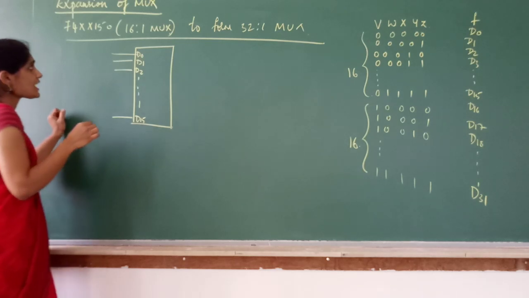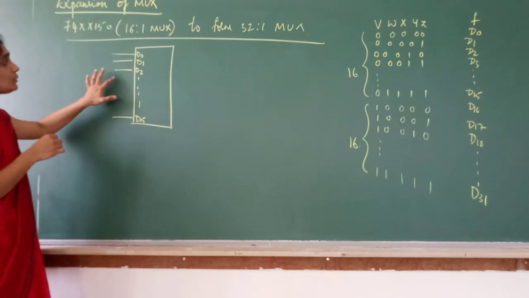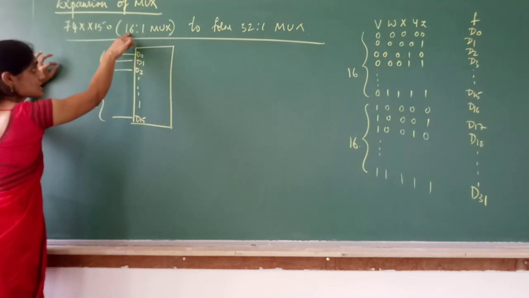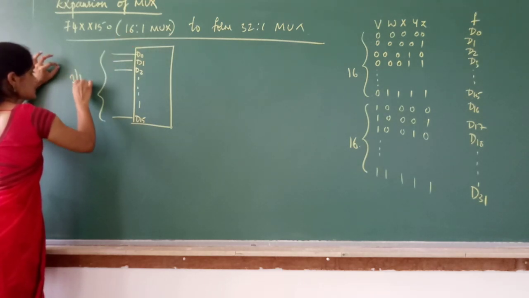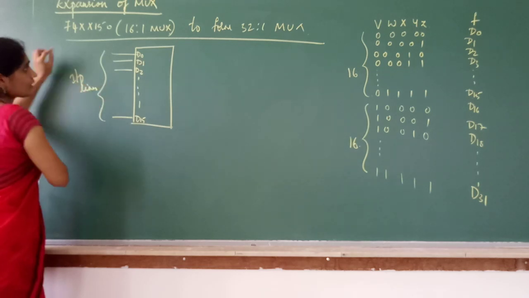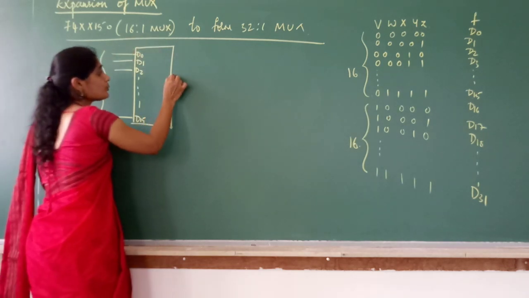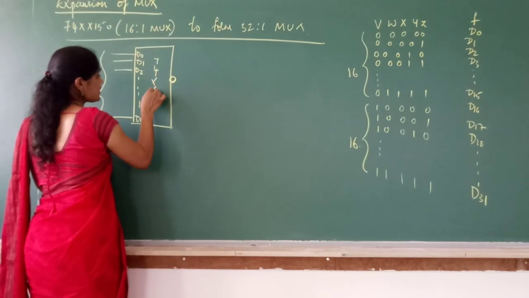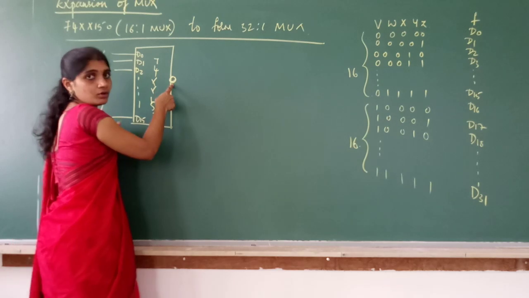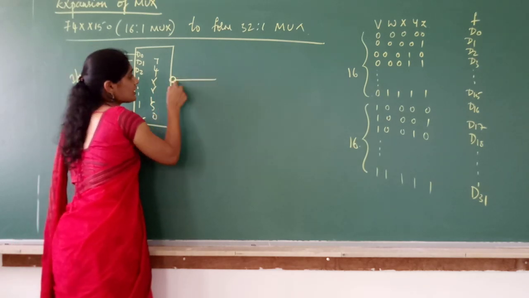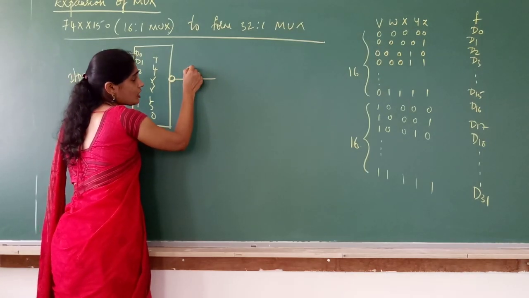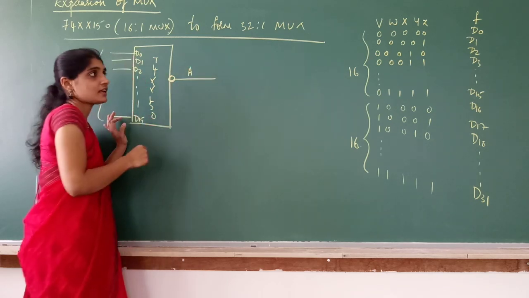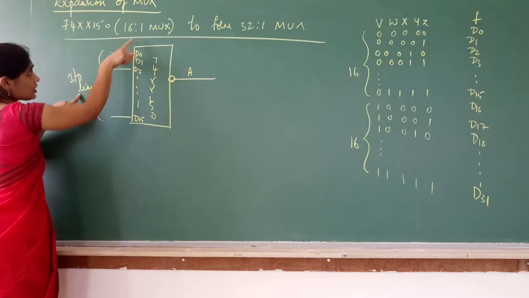Yesterday somebody asked me a doubt: what is the difference between input lines and select inputs? These are the inputs, 16 input lines. One is the output. For a 16:1 mux, that is 74xx150, the output is active low. That is why I have written a bubble here. Let me call this output A. So now these are the input lines.